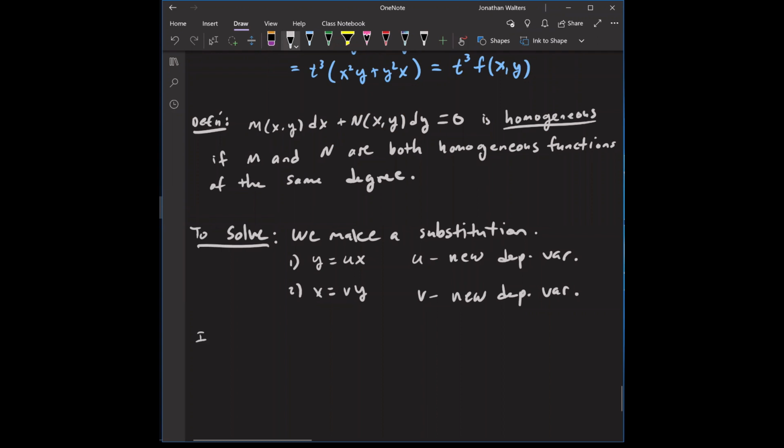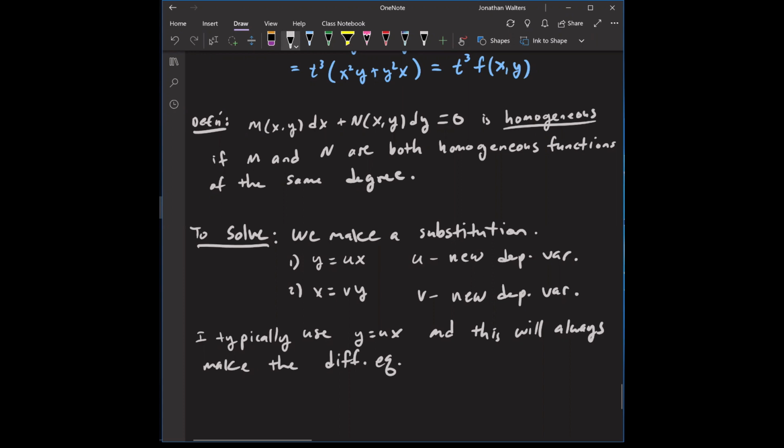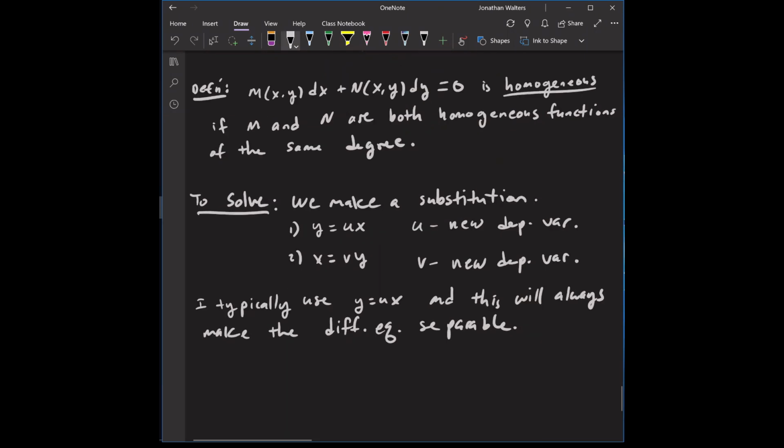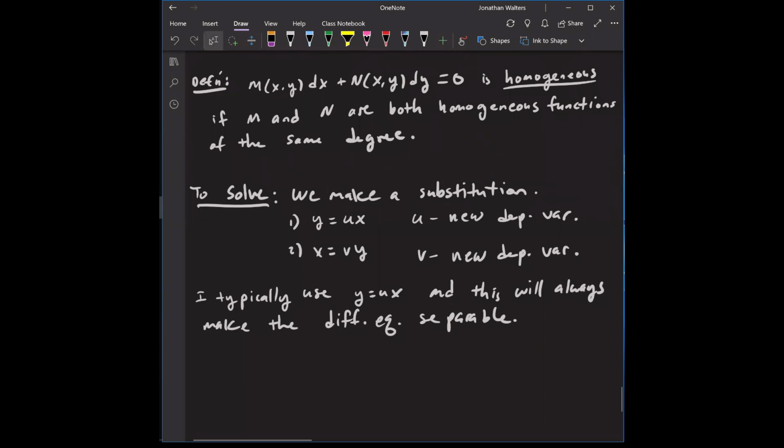So I typically use y equals u times x, and this will always make the differential equation separable. Now, let me go through something here, because I basically have to substitute everywhere I see a y in my differential equation. I'm going to put a u times x, but I also have to replace the differential dy.